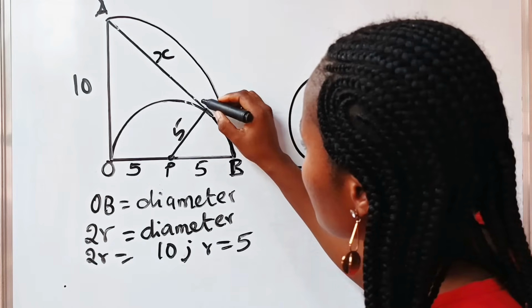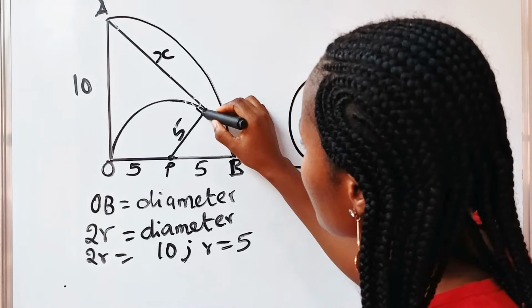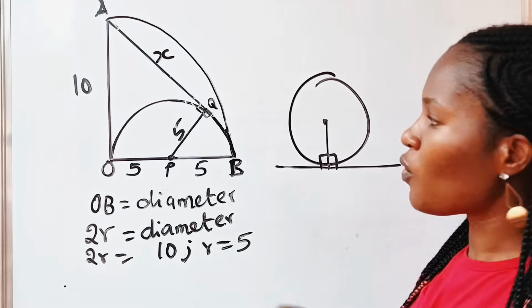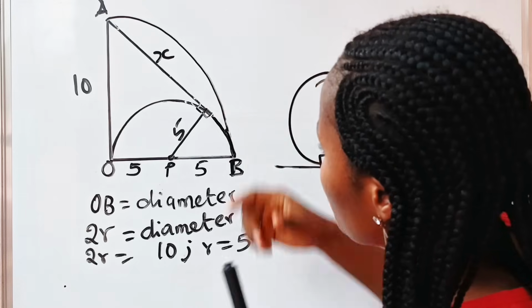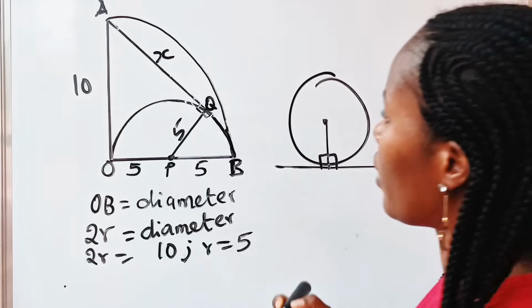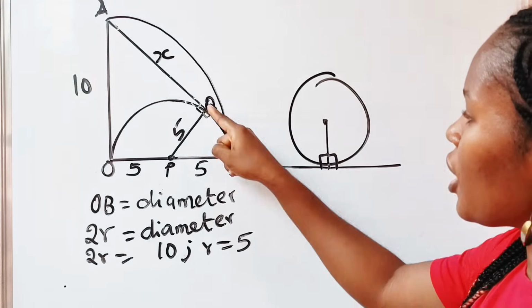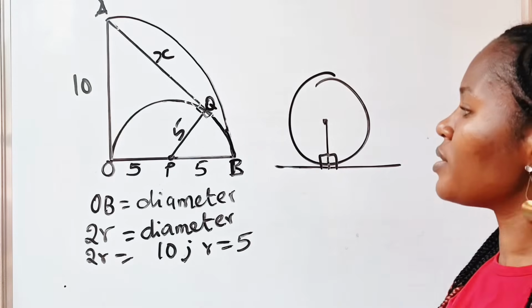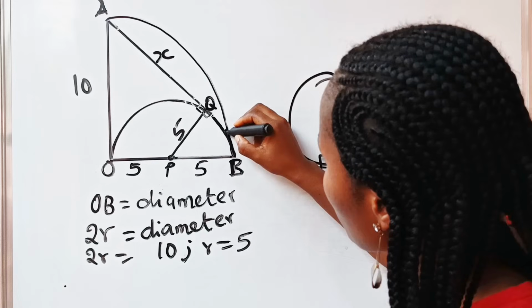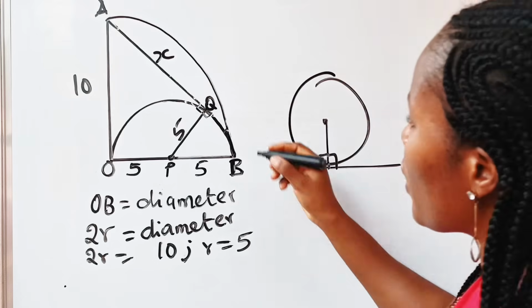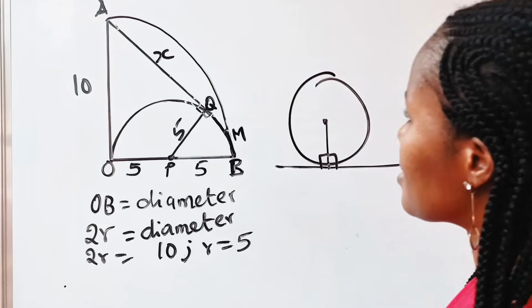So look at this. That means this place is 90, this place is 90. Now let's call this place Q, that point of contact. That point of contact is Q, and angle PQB is 90 degrees. Now there is another point of contact here, which completes our x. If we call that place M.